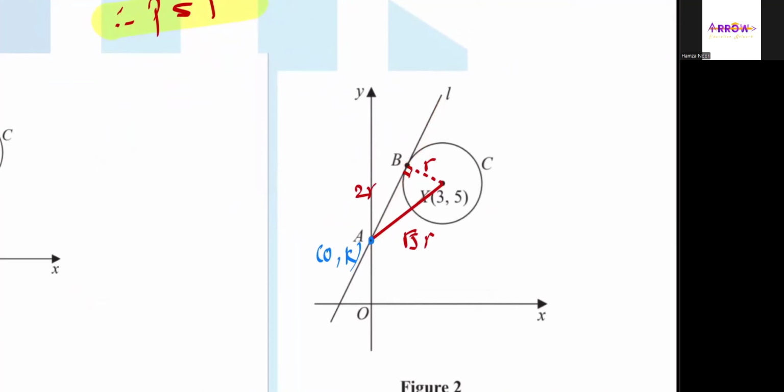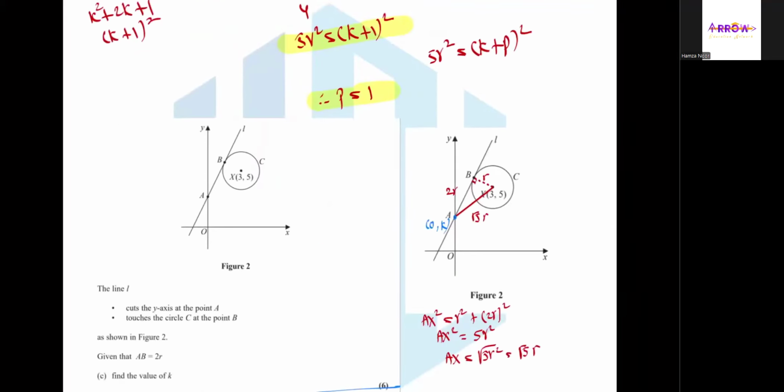Okay, line L is basically a tangent to the circle at point B. This fact is already used above in part B. Now you need something else. And for that purpose, they have given you the distance between A and B, which is 2r.